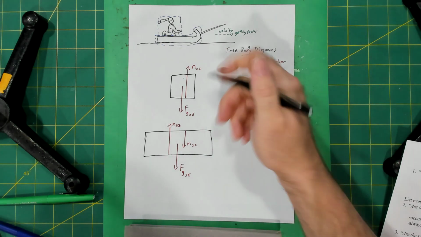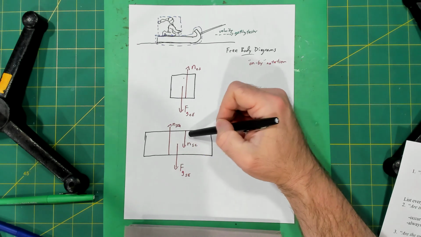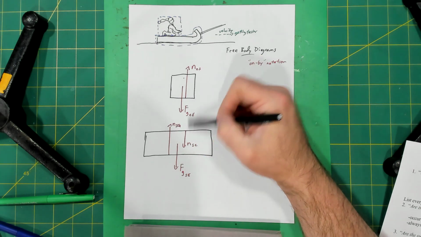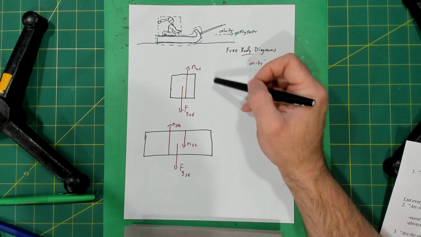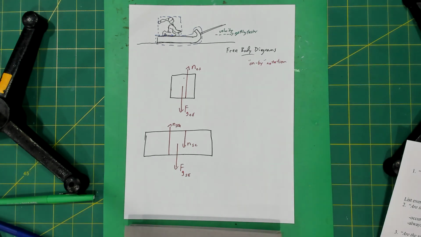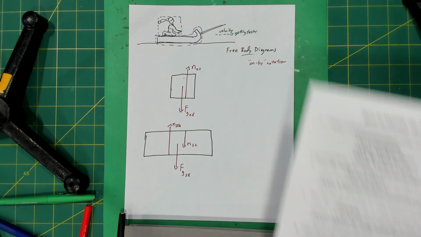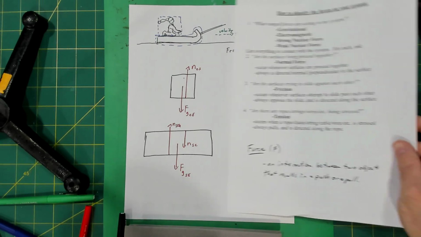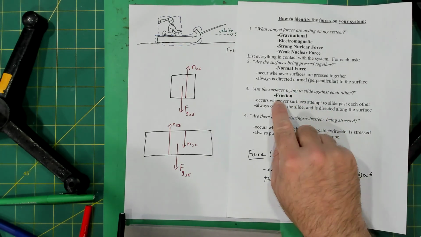Again, I have multiple normal forces in my problem, so I need to give them each a unique name, and that's what I use the double subscript, the on-by notation, for. Okay, that's it for normal forces. Next, we can talk about friction forces. Once you have a normal force, you may have a friction force.